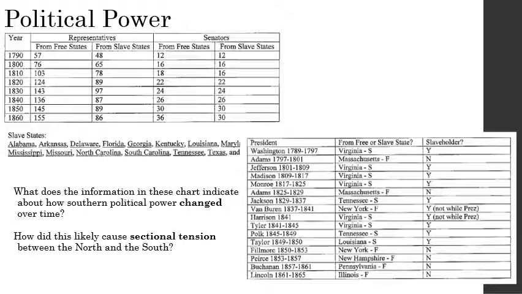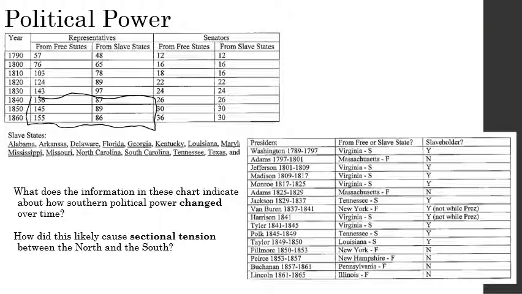This is just a quick thing that we might start with, maybe talk about in class, but what you can also see is the political power that's changing in the country. If you look by year at the number of representatives from free states versus slave states, overall it's increasing as the nation increases, but you can see that you're getting much more representation from free states than you are from slave states.